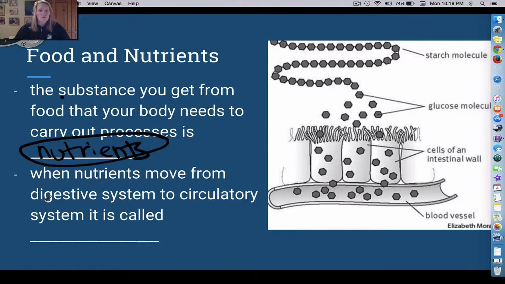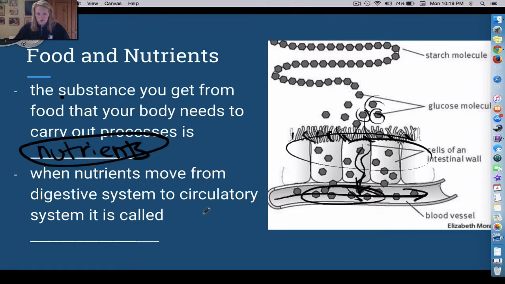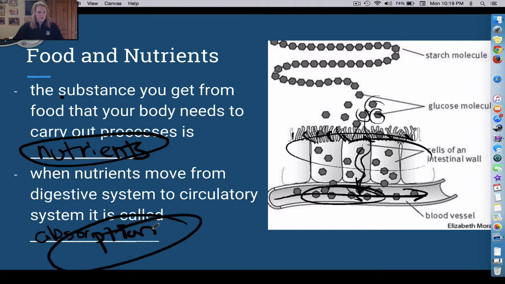Okay, when nutrients move from the digestive system to the circulatory system, so here is the big long starch molecule. It has lots of monosaccharides on there. These are the monosaccharides that your body can use in order to gain energy. And so it needs to go into the circulatory system. And so this is your intestinal wall. So here's the food inside your intestine. It's absorbed through these little guys that we'll be talking about in the future. And it goes into the bloodstream and it moves to the cells that need it. This process is called absorption. Okay, absorption. So another vocabulary word, absorption.